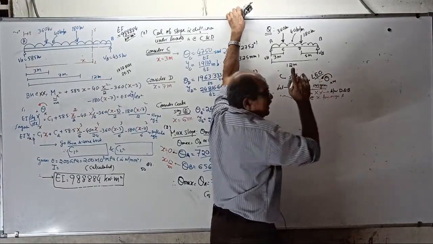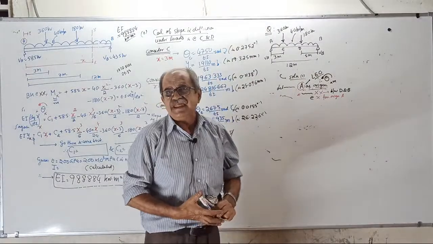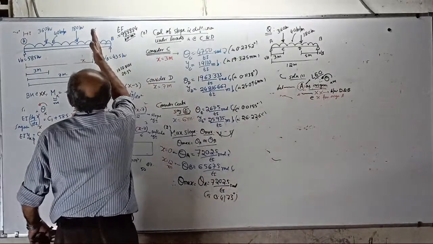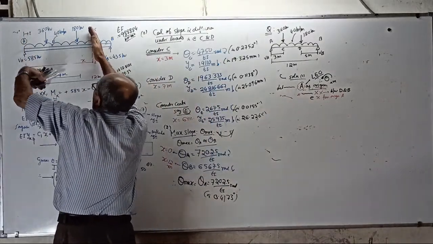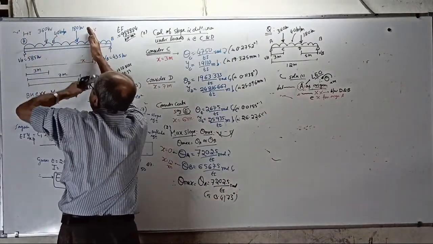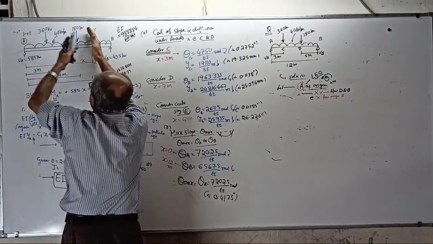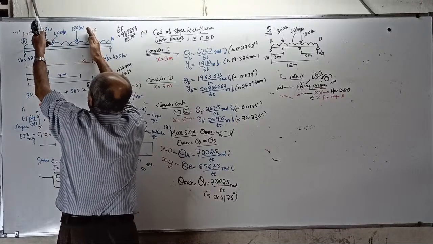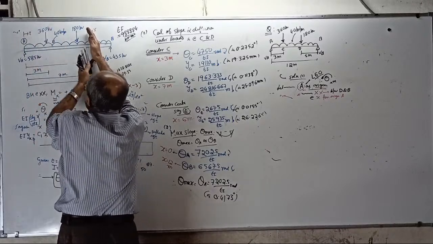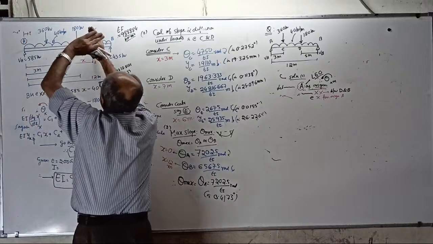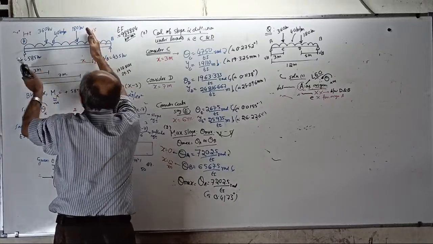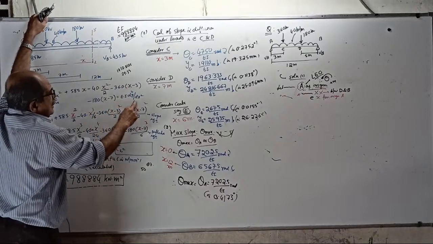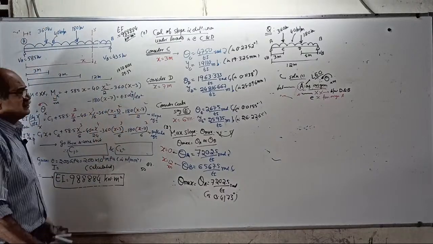I will not waste time next time onwards; it is told 1000 times. Start. Mx equal to 585 into x positive, minus 40 into x by 2 (x squared by 2 term), then you get 360 into (x minus 3), minus 180 into (x minus 7). Remember, Mx equal to EI d²y/dx².